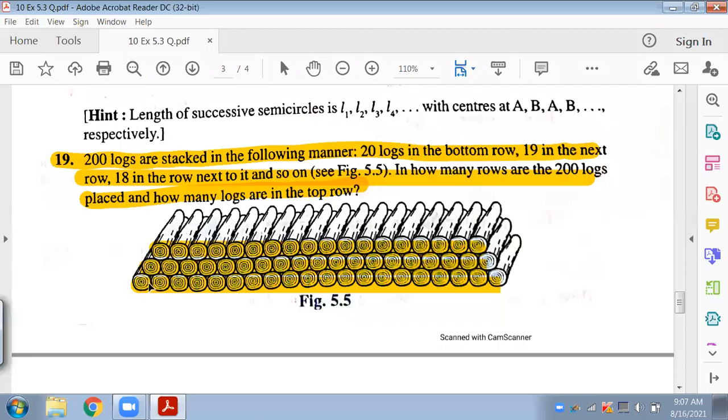Now here, we are starting from the bottom with 20 logs. So we'll take the first term as 20, and then we are placing 19 logs over it. So the second term will be 19. So from there, we can find the common difference. And here we are going to arrange 200 logs. So this 200 logs will be the sum. So let's start.